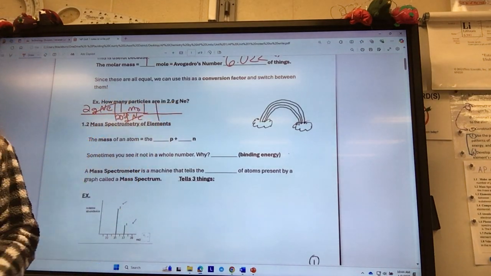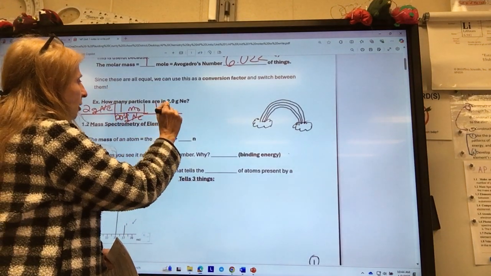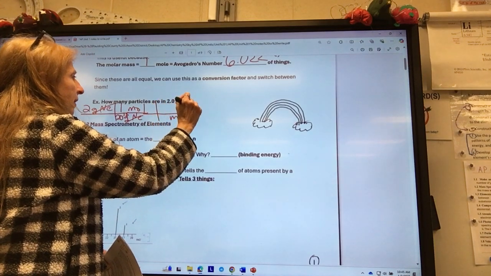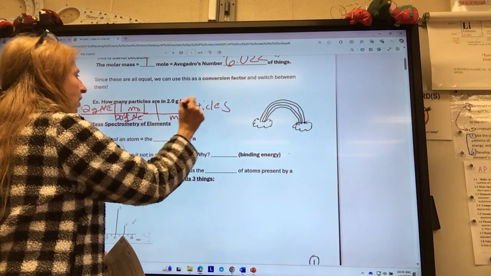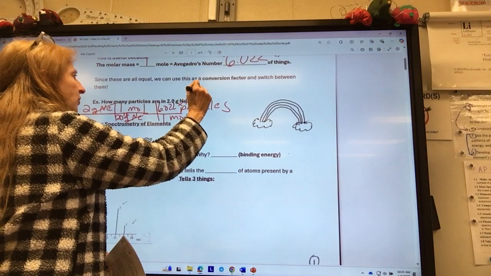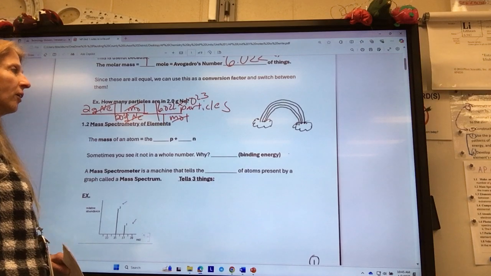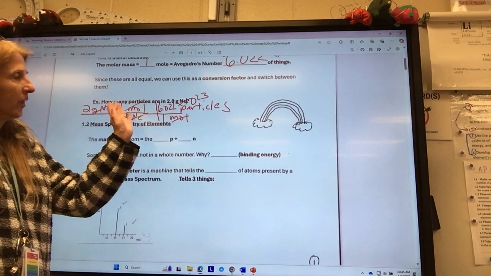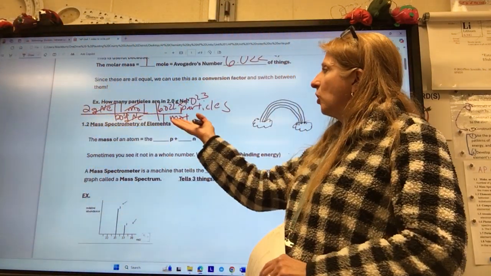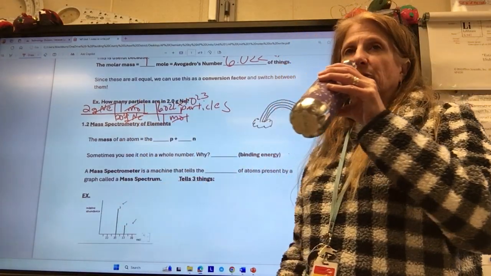I want particles and I've got moles, so I have to keep it going on my train tracks. Moles go to the denominator, and now I can write particles, because I know the relationship. 1 mole is 6.022 times 10 to the 23rd particles. Moles cancel out, and I've got what I wanted, particles. And if your units cancel out to give you the right units, usually you're doing your math right. So that's called dimensional analysis. It's really handy in physics to make sure that you're getting the right thing.